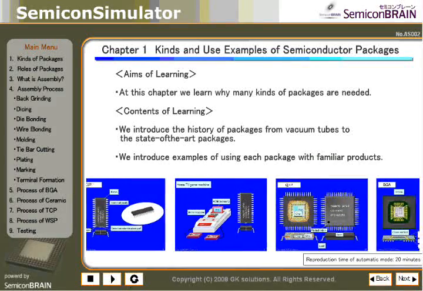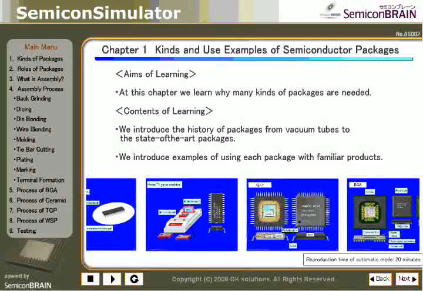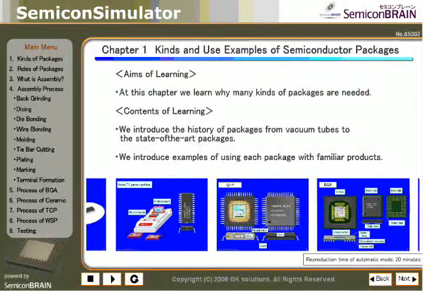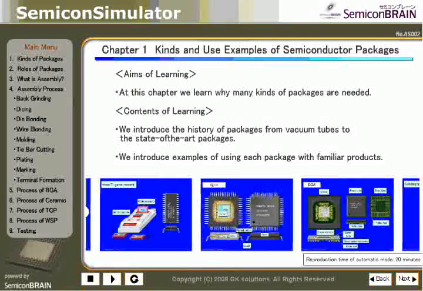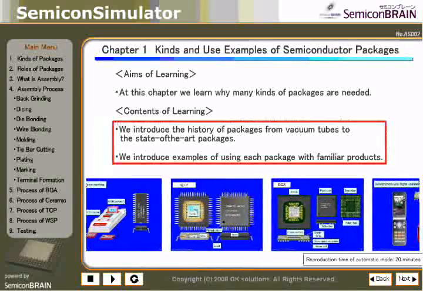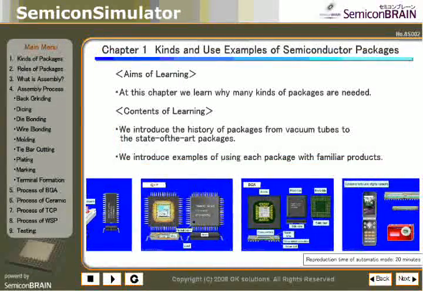Chapter 1 Kinds and Use Examples of Semiconductor Packages. Aims of Learning. In this chapter we learn why many kinds of packages are needed. Contents of learning. We introduce the history of packages from vacuum tubes to the state-of-the-art packages. Introduce examples of each package with product.